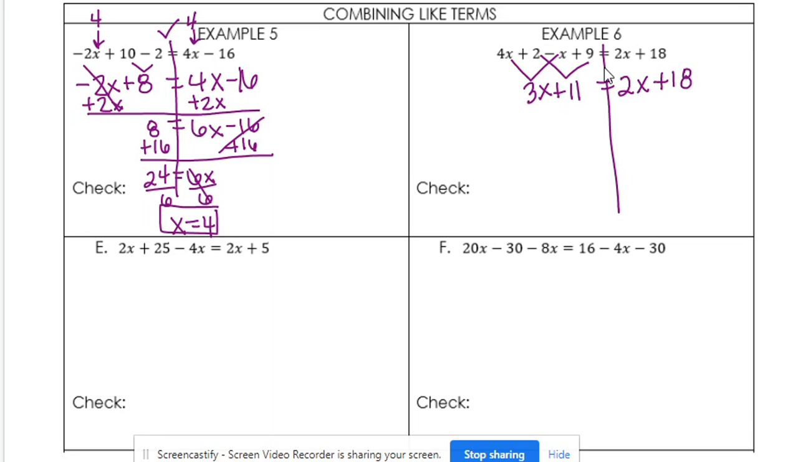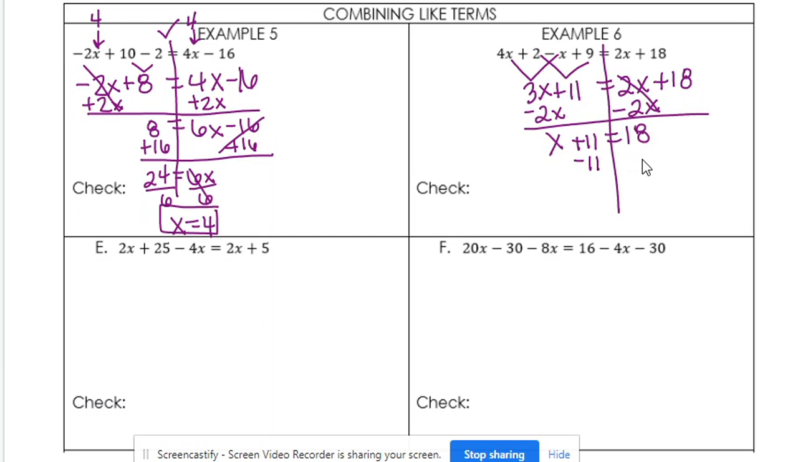So first we combine like terms on the same side. Now we have variables on both sides. So we're going to move the smaller one. Which is smaller, 3x or 2x? 2x. So we're going to subtract 2x. And what you do to one side, you do to the other. 3x minus 2x is 1x. Bring down my plus 11. 2x minus 2x cancels, and I'm left with 18.